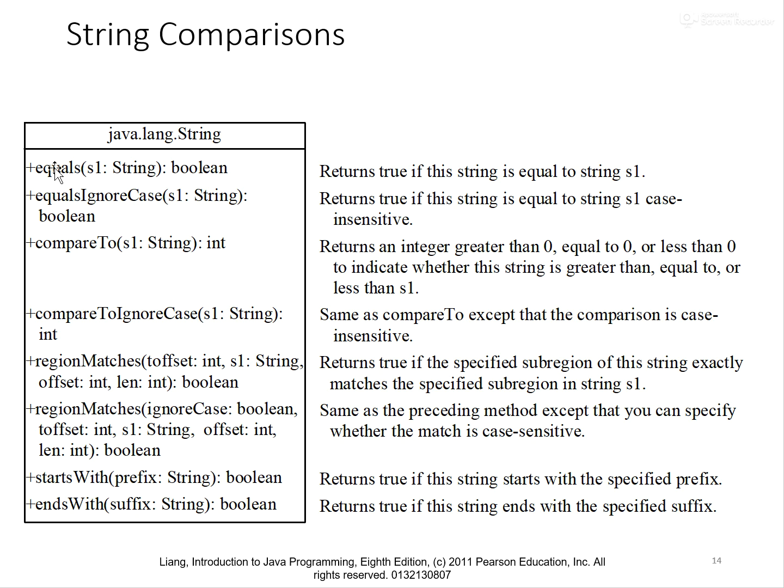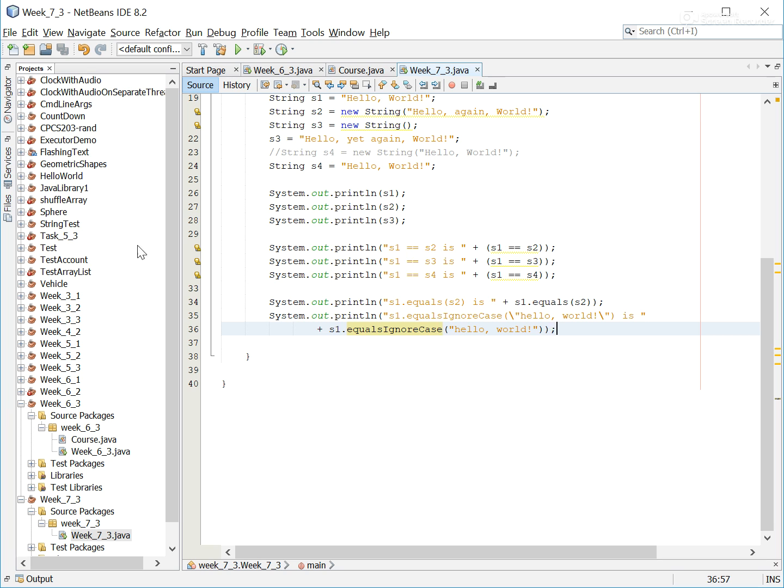Slightly similar to the equals method is the compareTo method. This doesn't return a boolean, a true or false value, but an integer. It returns an integer greater than 0, equal to 0, or less than 0 to indicate whether the string is greater than, equal to, or less than the string in the argument. So again, something we can do.